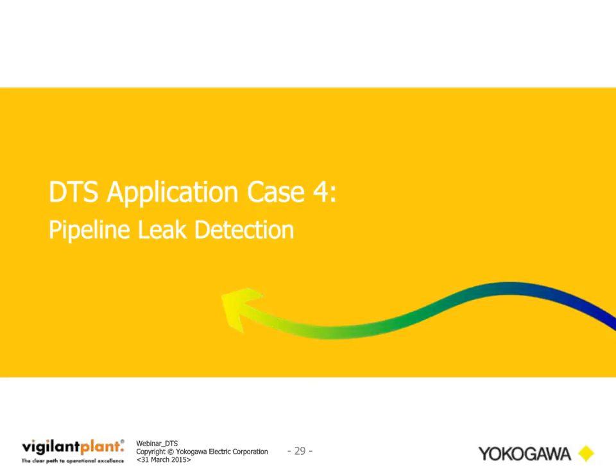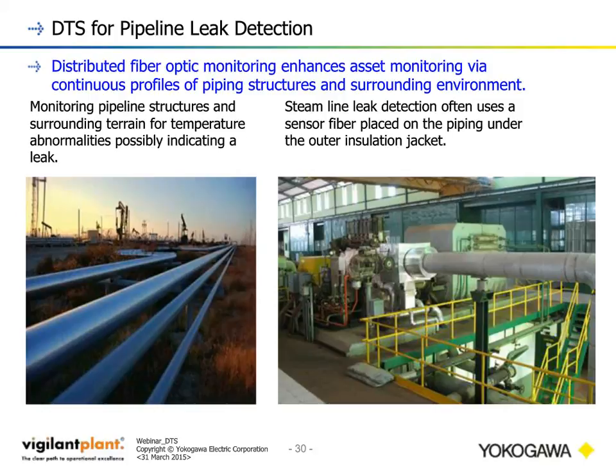Fourth case I want to touch on here is pipeline leak detection. With a 50 kilometer range, that's a 60 mile span on a single ended monitoring configuration for pipeline, our 3000 series system is very suitable for this kind of application. Quite typically, if these pipelines are carrying hydrocarbons or other materials, we would place an optical fiber somewhere on the structure, maybe directly above, directly below, but also in the surrounding terrain, to quickly pick up abnormalities in the temperature profile of the structure that might indicate that there's a leak.